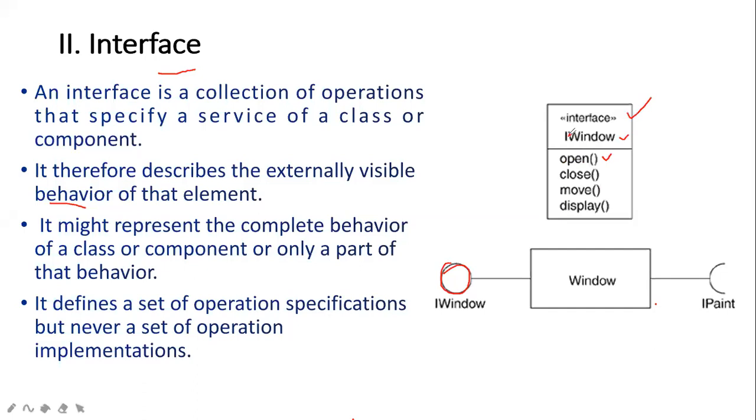That is what iWindow is, an interface, and it is represented in a circular form, interacting with the window. And paint is another interface, which is interfacing with some other class. That is what iPaint is. But iWindow is the interface for the window only. So that is the interface.